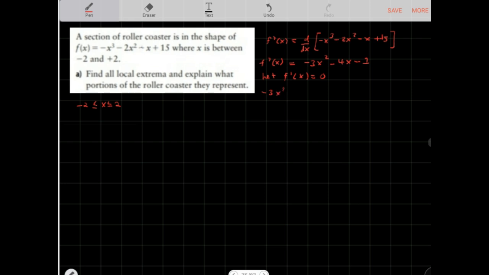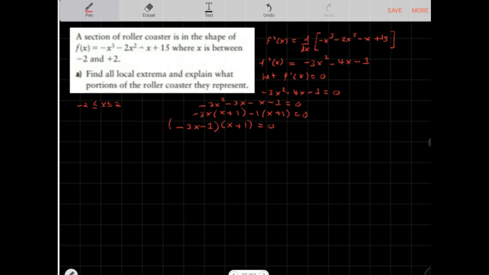So negative 3x squared minus 4x minus 1 is equal to 0, and then I'm going to factor this out, right? I'm going to use decomposition. Two numbers add up to negative 4 and multiply to positive 3. Well, we can do negative 3x minus x minus 1 is equal to 0, right? Negative 3x times x plus 1, minus 1 times x plus 1 is equal to 0. So we get negative 3x minus 1 times x plus 1 is equal to 0.